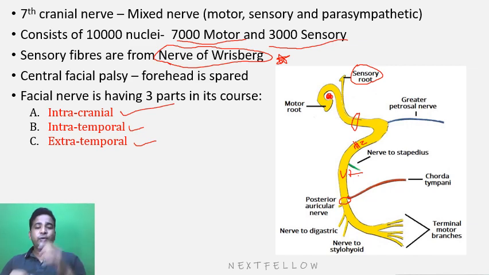Why is the forehead spared? Because we all know the cortical fibers cross each other. In the brain, what happens? The fibers from the left side go into the right side, and fibers from the right side go into the left side. So if there is a central lesion on one side, the forehead also gets supplied from the opposite side. That is the reason the forehead will be spared in central facial palsy. Again, from an examination point of view, it is important, asked in the exam.